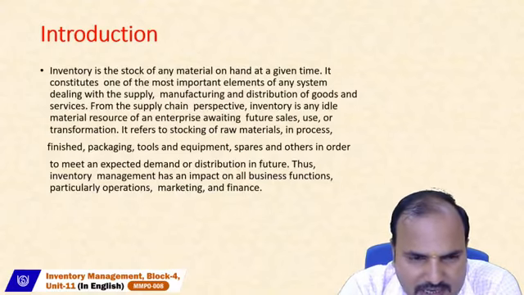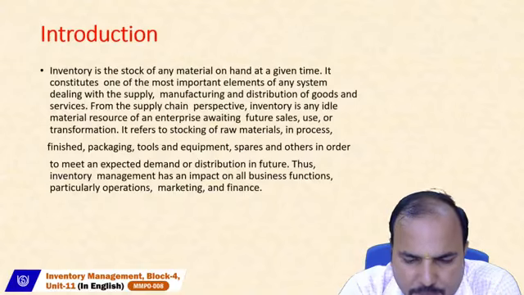Another method is ABC analysis. ABC analysis means categorizing the inventory by importance. A means most valuable, C least valuable, B moderate value. So in this way we have to analyze the inventory or goods.